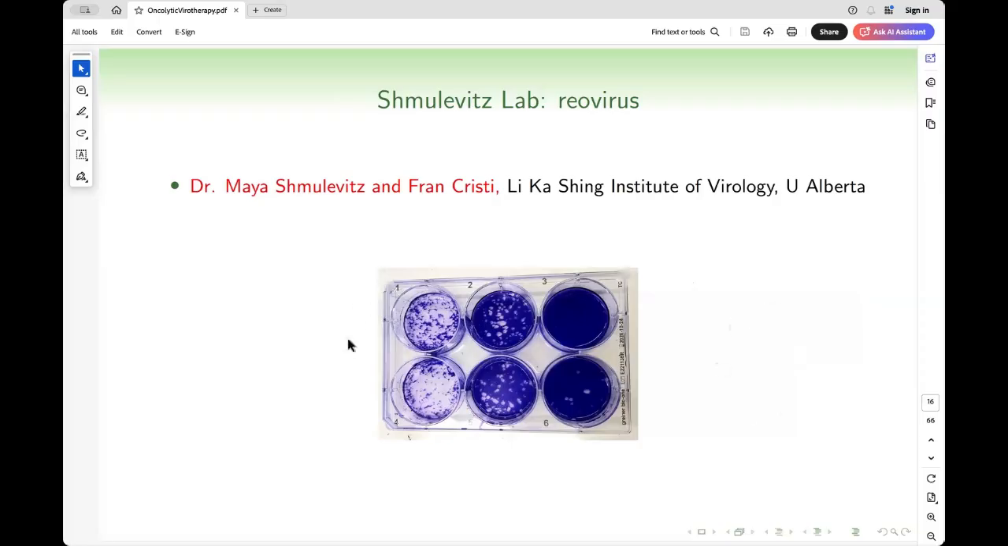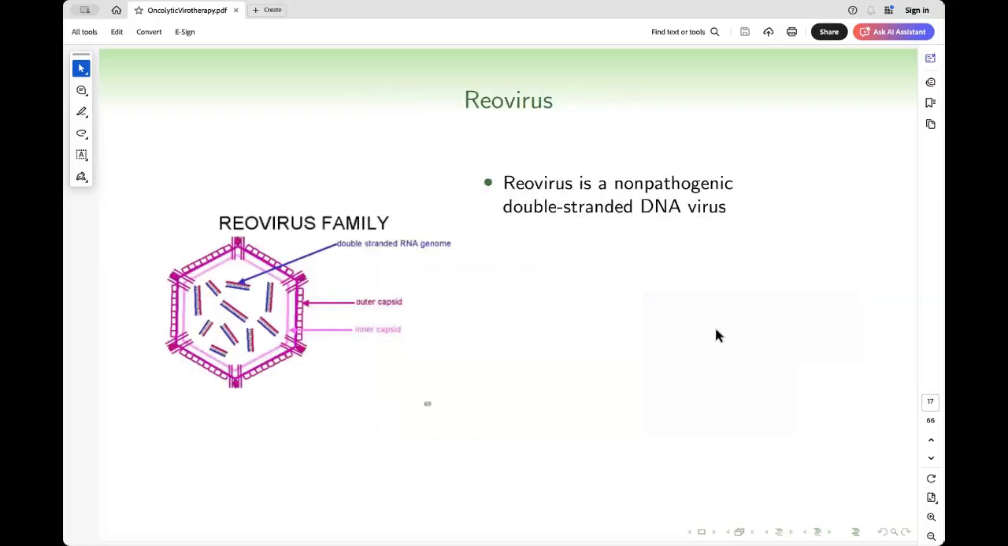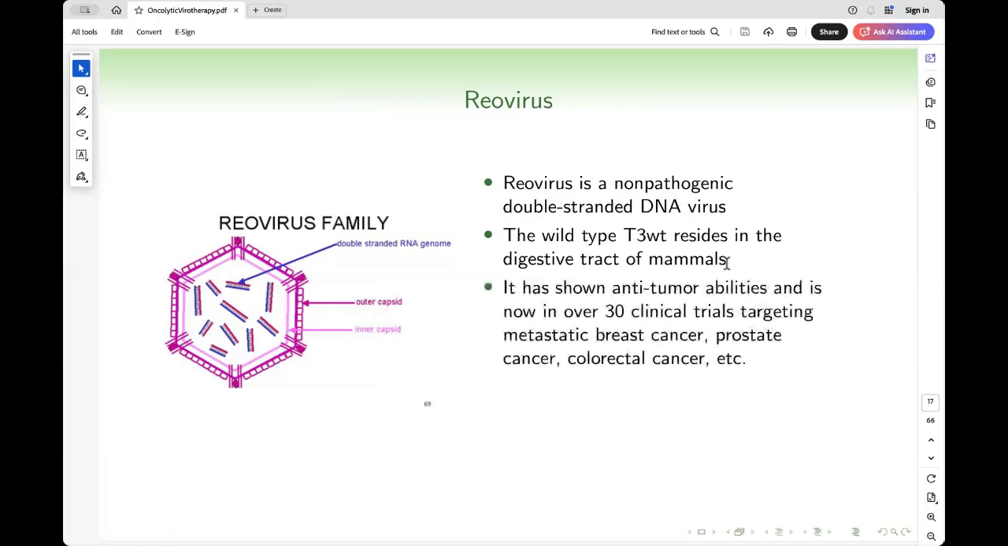So anyways, these are the experiments we're interested in to model. Okay. A little bit about the reovirus. The reovirus is a double-stranded DNA virus, which has a kind of a membrane thing here or capsids enclosing the DNA. There's a wild type which is called T3WT, which resides in the digestive tract of mammals. So most of us will have it in our guts. And this is also the reason why it's actually harmless to people.